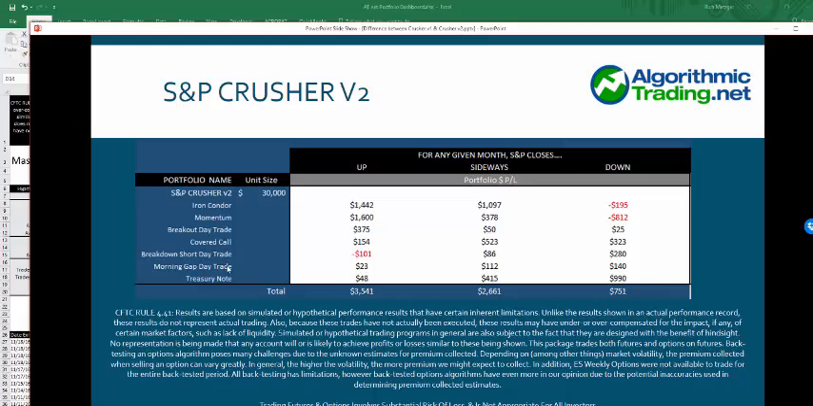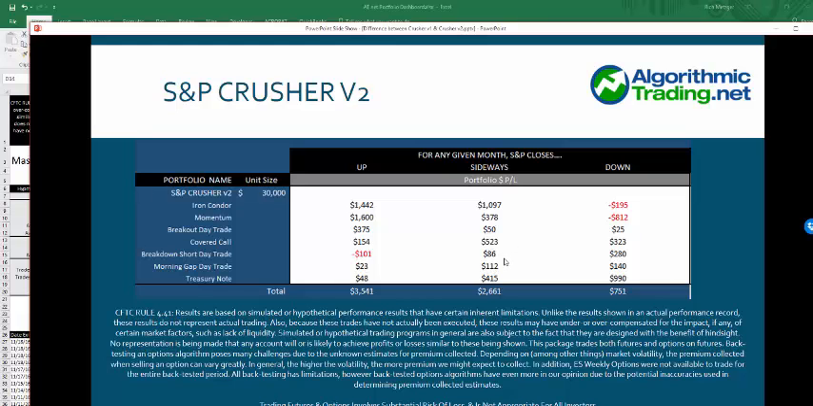And then the last one is the morning gap day trade that we added, and you can see it does the best in down moving, but also okay in sideways, and pretty much break even in up moving markets. So this represents our S&P Crusher V2, and for people that are trading this on the auto execution brokers, these updates were automatically applied, and I think that summarizes what I wanted to talk about.